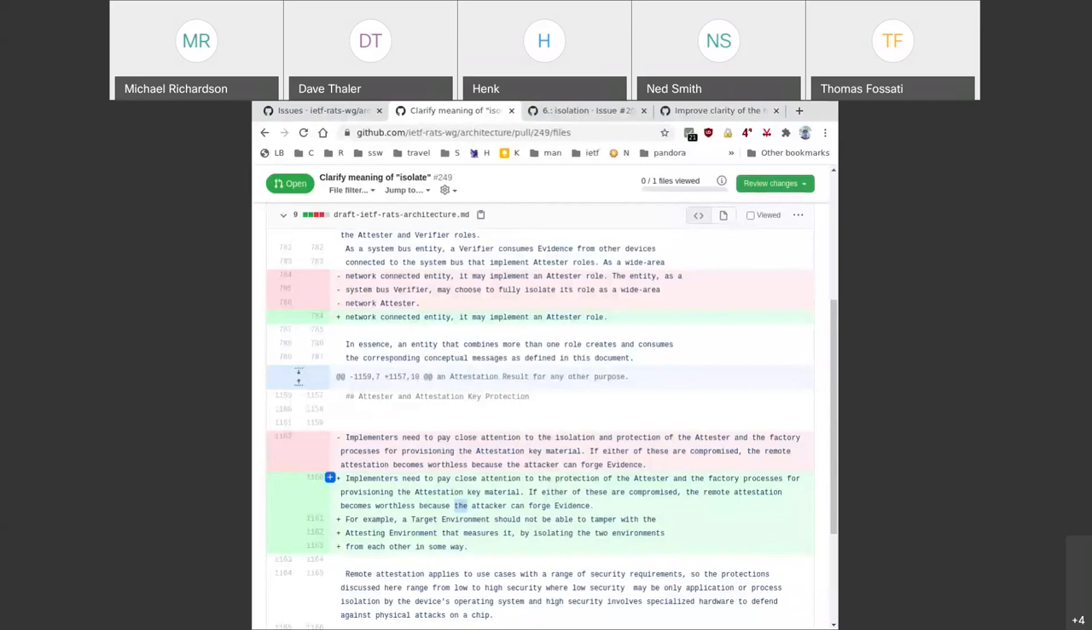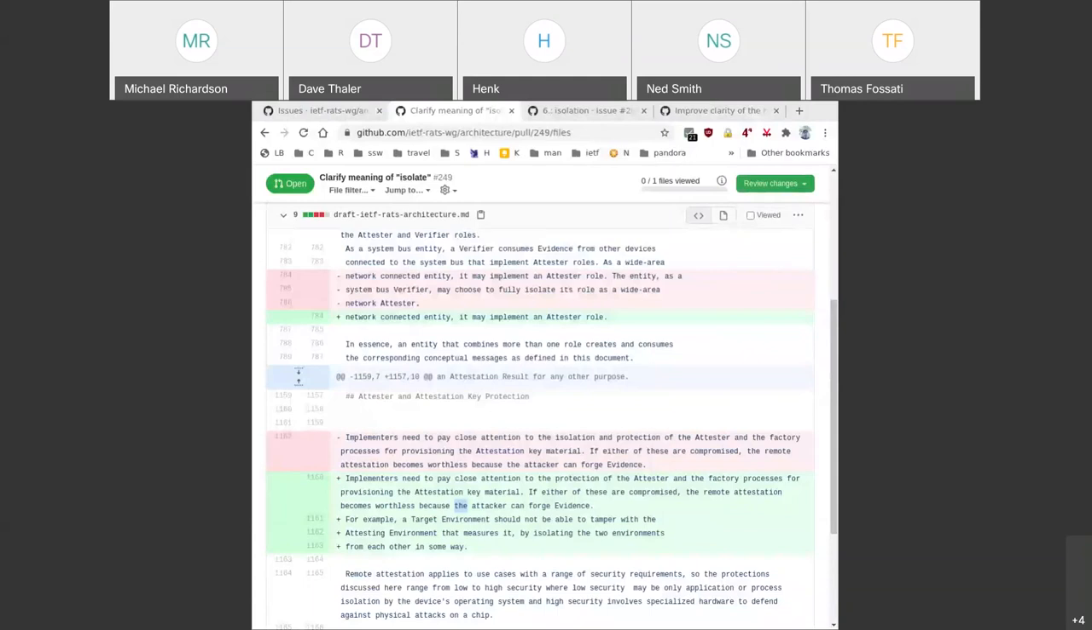So the new text captures the idea that the attesting environment has to be protected from would-be attackers that might use the attesting environment to lie to the verifier. It doesn't say anything about the domain isolation properties between the target environment and the attesting environment, which could also be manipulated by an attacker. So I don't know if it.